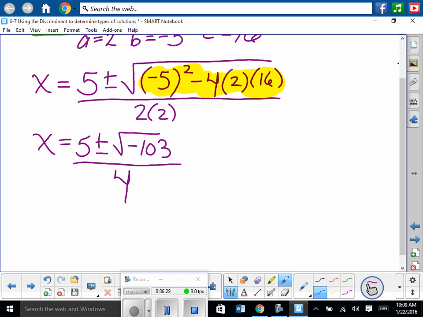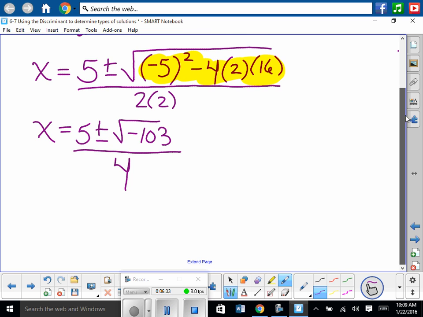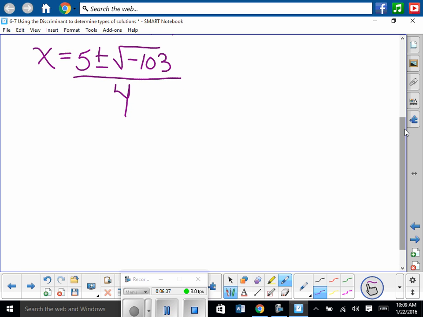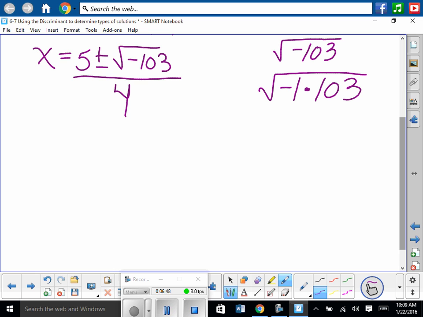Right, everybody? So this is where you go off to the side, as always, and we say, what's the square root of negative 103? I'm going to remind you of something. Isn't negative 103 the same thing as negative 1 times 103? Now, can anyone remember what the square root of negative 1 is equal to? I. So we have an i on the outside. And now we still have the square root of 103.